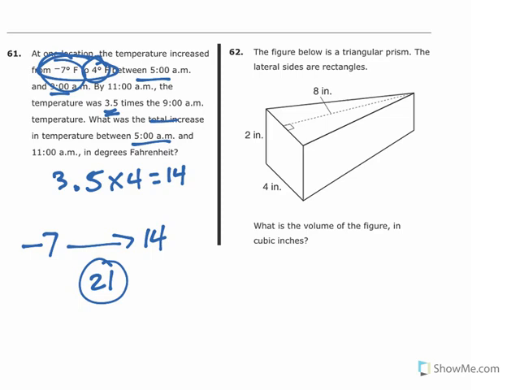All right, 62. This is one that's going to kill some people because we don't really do too much of this in school, right? We do a little of this maybe in 6th grade, but this is one that if you're not really prepared for this test, you're going to struggle.